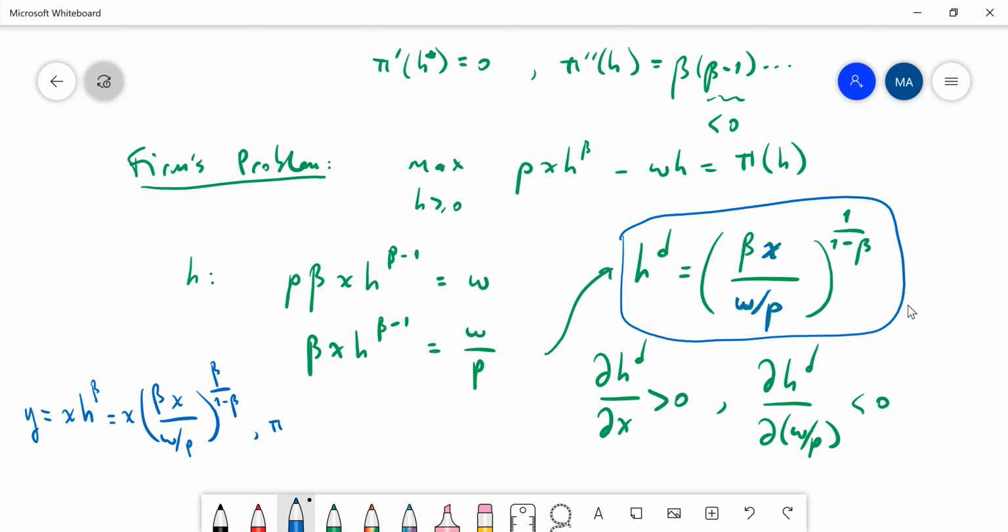Then you also have profit. Profit is P times Y, so P times X, beta X, W over P, to the beta over 1 minus beta, minus W times H, and H is beta X over W over P, to the 1 over 1 minus beta. Now, if you do this math, this profit simplifies into something better looking. I'm going to show you that as well.